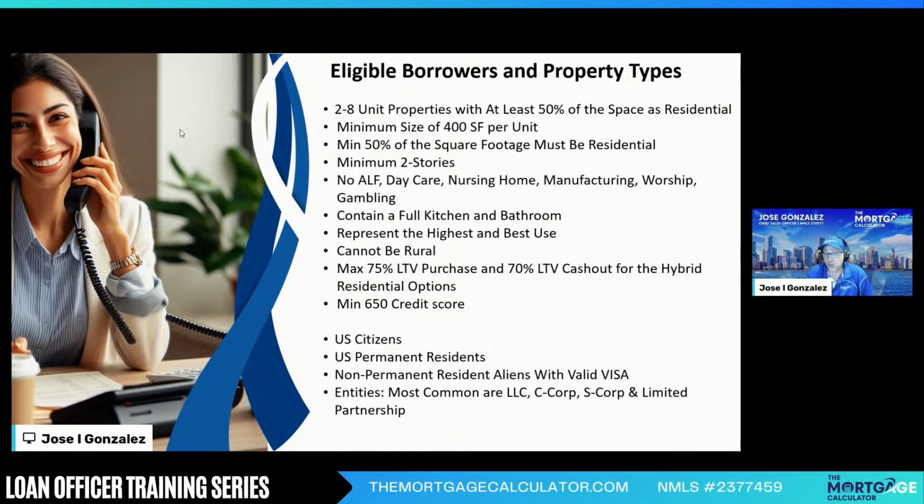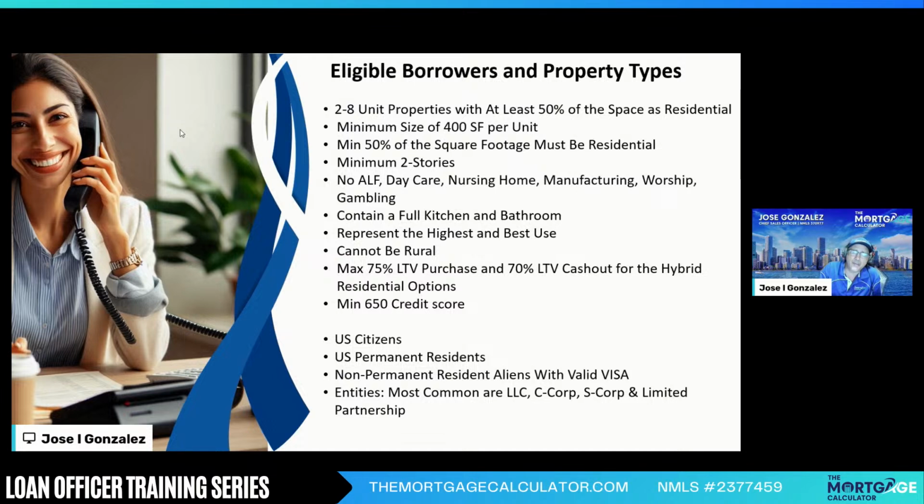Now, the present use of the structure has to be the highest and best use, and typically when you're looking at a commercial property that has residential and commercial, it is going to be a higher and better use than if it's just purely residential. I already mentioned it cannot be rural. For this particular option that we're talking about, the max LTV on a purchase is 75%, and the max LTV on a cash out is 70%.